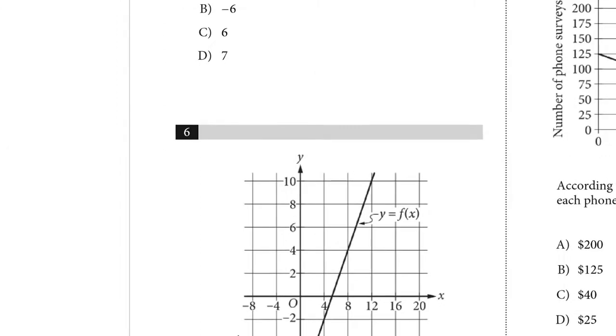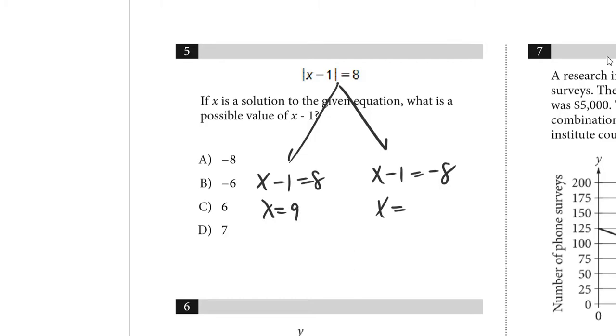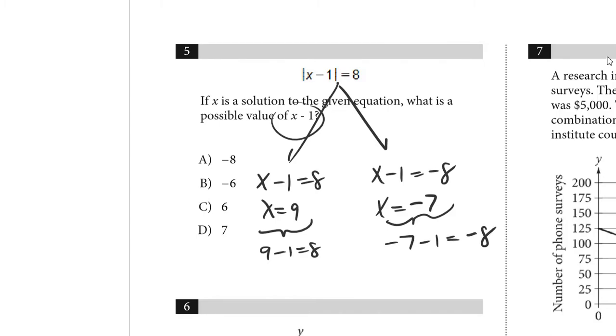Now we're going to number 5. Number 5 is kind of quizzing you on the idea that if you have an absolute value equation, you have to know to split it into the two sides. So x minus 1 equals 8, x minus 1 equals negative 8, and solve each side. So x equals 9, x equals negative 7 when we add 1 to both of those. And so what's an answer for x minus 1? Well, here that would be 9 minus 1, so that's 8. And here that would be negative 7 minus 1, which is negative 8. So 8 and negative 8 are our two answers, and negative 8 is the one being offered to us. So that's A for number 5.